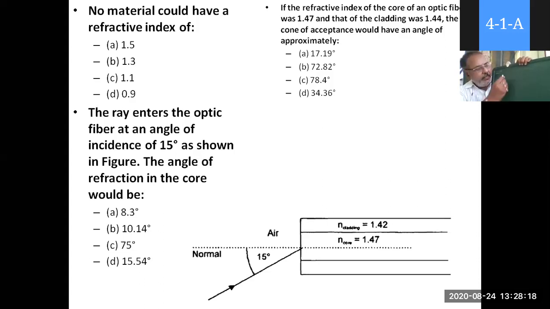What did they ask? They asked for the acceptance angle. So acceptance means theta A. So theta A is equal to sine inverse of the numerical aperture. So what is the numerical aperture here? Numerical aperture is equal to the square root of n1 square minus n2 square. Right, that's it. So we have the n1 value and the n2 value. n1 is 1.47 and n2 is 1.44. You can substitute, we get NA. Then from NA we get theta A.